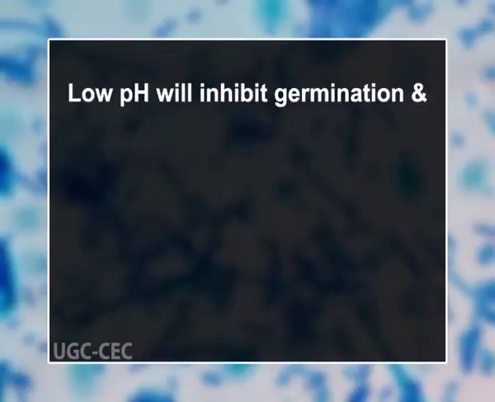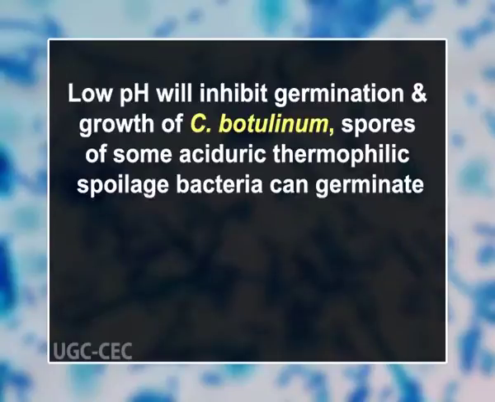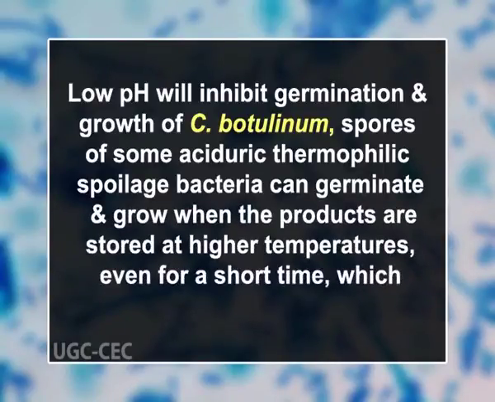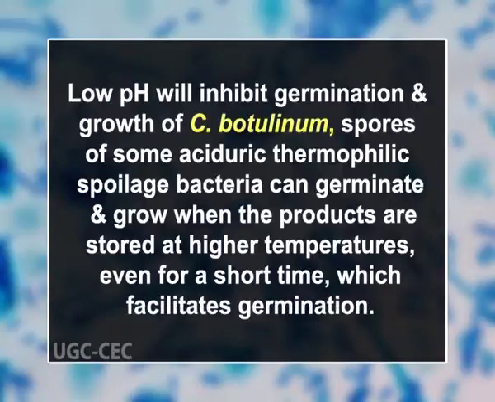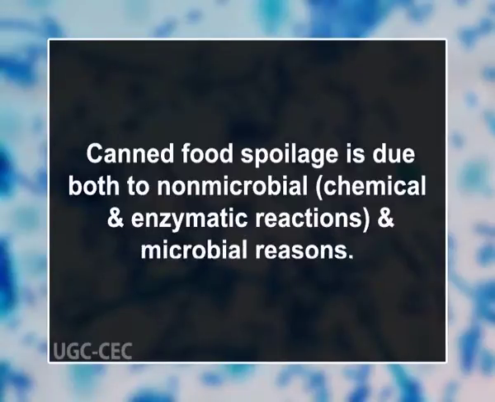Although low pH will inhibit germination and growth of Clostridium botulinum, spores of some acidic thermophilic spoilage bacteria can germinate and grow when the products are stored at higher temperatures, even for a short time, which facilitates germination. Some spores of thermoduric mesophilic spoilage bacteria, including pathogenic, can also survive heating in these products, but they are inhibited by the low pH. Canned food spoilage is due to non-microbial, that is chemical and enzymatic reactions, and microbial reasons.